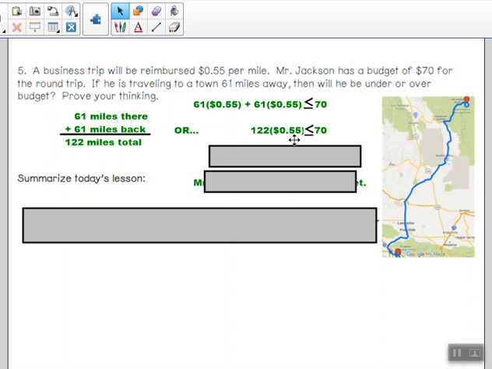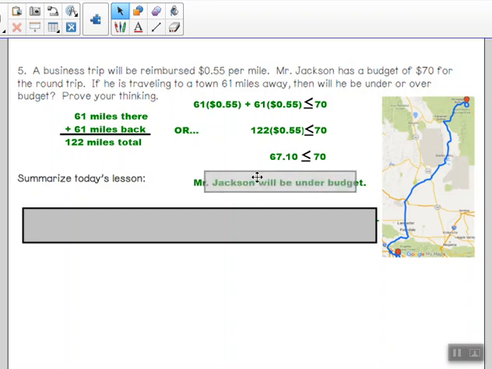If he's getting 55 cents for each of these miles, we really are kind of hoping that that's less than 70. And if we multiply that out, if we actually multiply these two numbers, that comes to $67.10, which we know that is less than or equal to 70. So the question up here was, will he be under budget or over budget? Well, he is under budget, okay? He's about $3 away from his maximum amount. So we would simply say Mr. Jackson will be under budget.